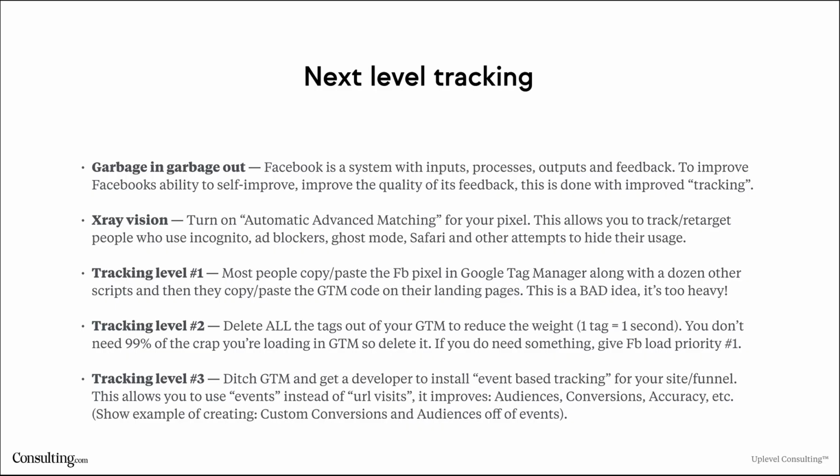And so you want to make sure that you go to at least level 2. And tracking level 2 is when you delete all of the tags out of your Google Tag Manager to reduce the weight. And think about it this way. Every one tag in there is like the equivalent of 1 second of load time. So if you've got a huge amount of tags in there, then you're making people wait seconds. And Facebook hates seconds. It likes speed. And so if you're making people wait, Facebook doesn't like that. And then they're going to punish you.